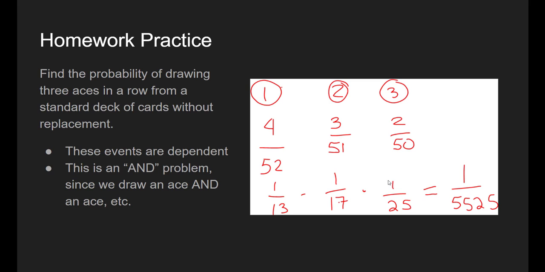So 1 times 1 times 1 is 1, and on the denominators, 13 times 17 times 25 is 5,525. So this would be my final result. So this was an example of using the and probability concept for dependent events.